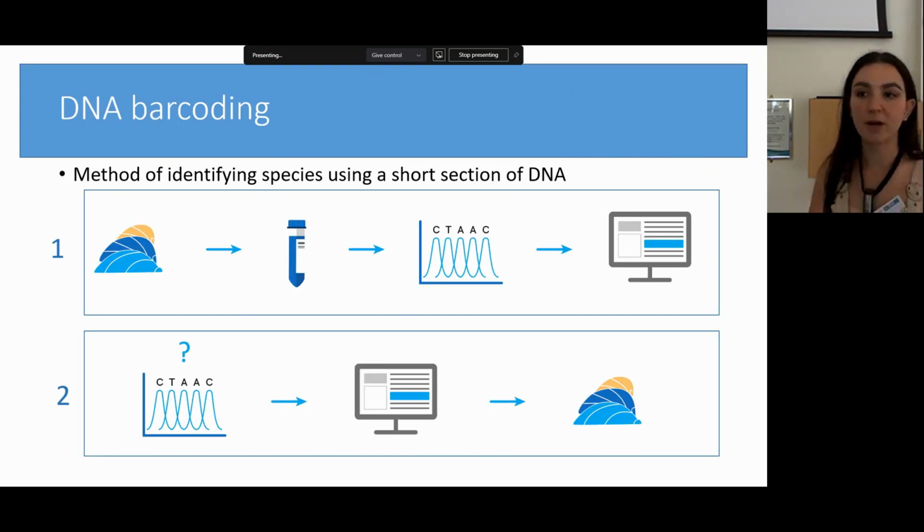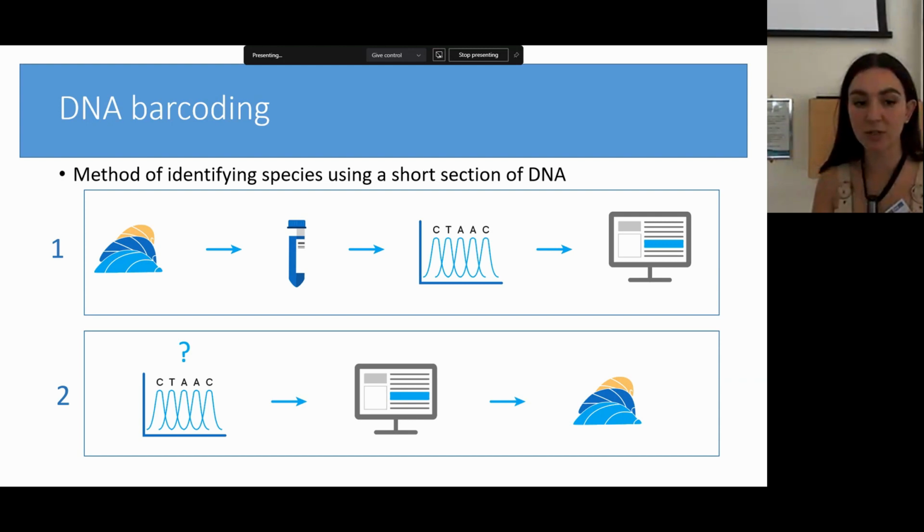So my work has been doing the DNA barcoding. If you don't know, it's a method of identifying species using a short section of DNA. And there are 2 main ways in which it's used. So you have your specimen, which you know is identified, or you know its species. You extract the DNA from this, and then you get a sequence, which you upload onto an international database. And other researchers can use this to identify their own specimens.